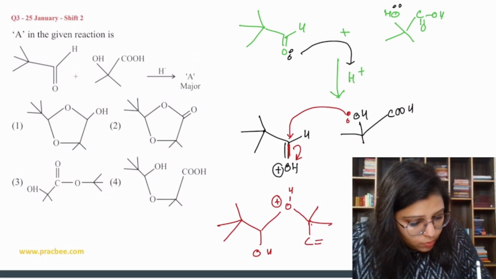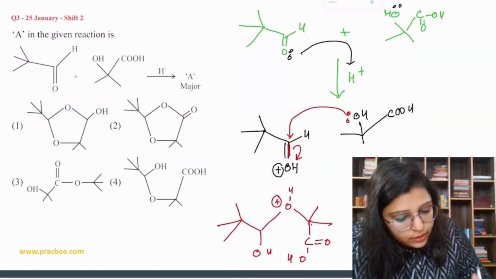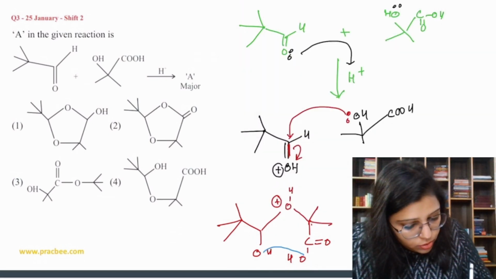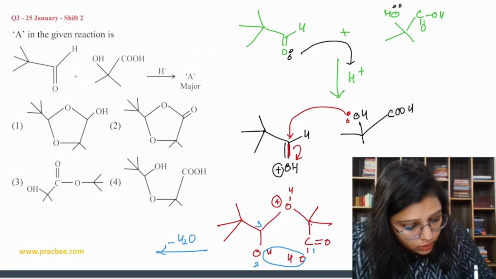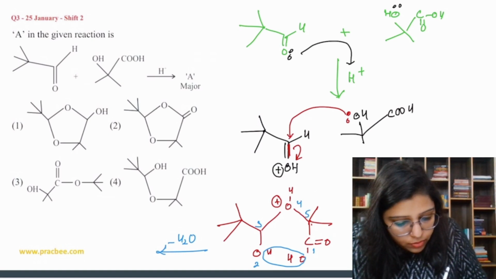Here we write C double bond OH. Now what can we do? We will remove water. Let's remove water. So after loss of water, we get 1, 2, 3, 4, 5, a 5-membered ring.